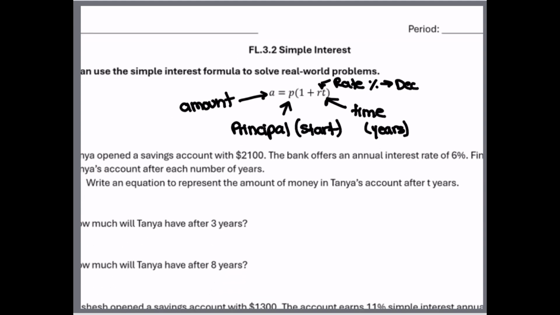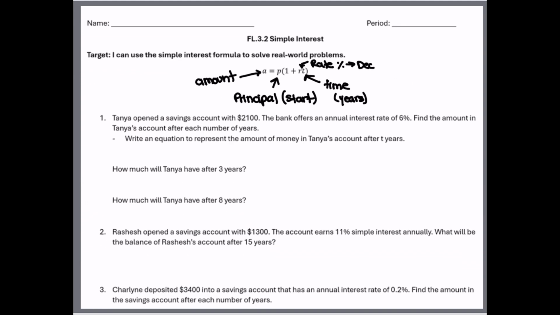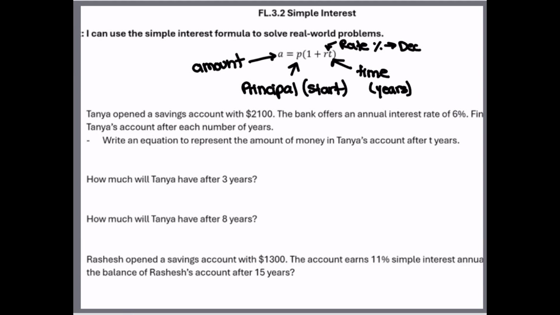Okay, so let's look at the first one. It says Tanya opened a savings account with $2,100. The bank offers an annual interest rate of 6%. Find the amount in Tanya's account after each number of years. So first, we are going to write an equation to represent the amount of money in Tanya's account after T years. So let's start with what we know.